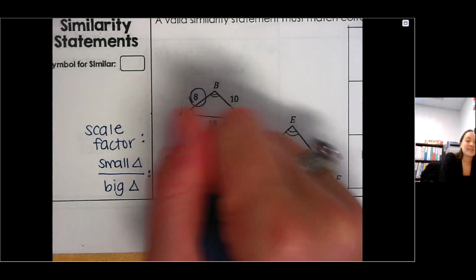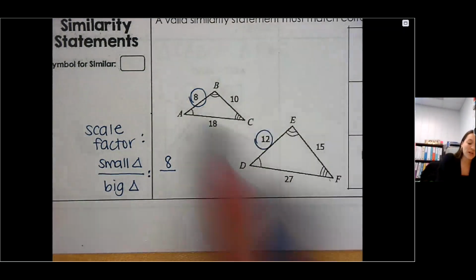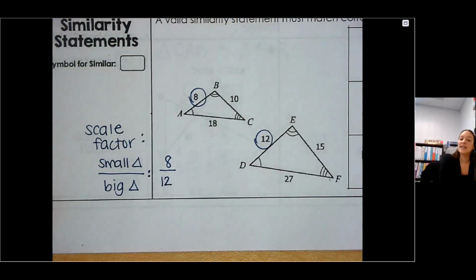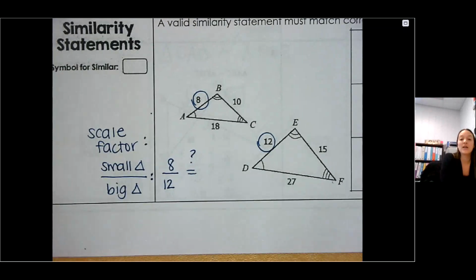Which side length does 8 match up with in the bigger triangle? 8 matches with 12. Those are the two smallest numbers in the triangle. So 8 matches with 12. I need to check and see if that proportion is the same for all of the side lengths. So I need to see if it's the same as another side.